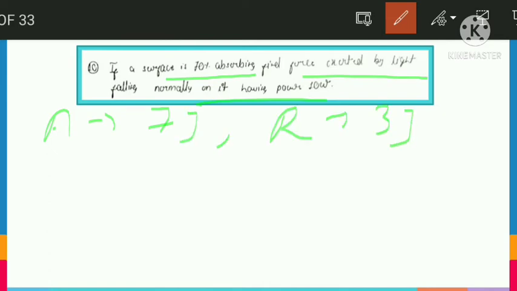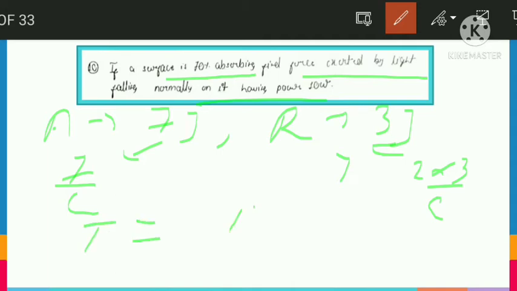Now the contribution of force from the absorbed part will be 7 by c, and from the reflected part it equals 2 times 3 by c. So in total, we can write 13 upon c. This is the total force on that surface. I hope this question is clear to you. So friends, we can move to our next question.